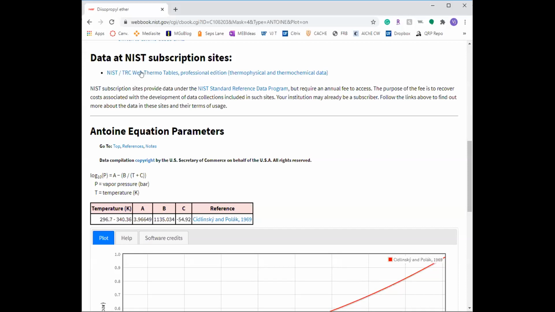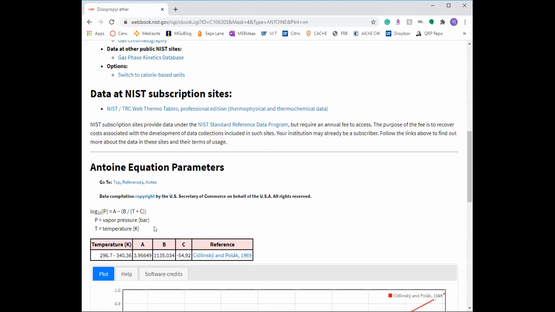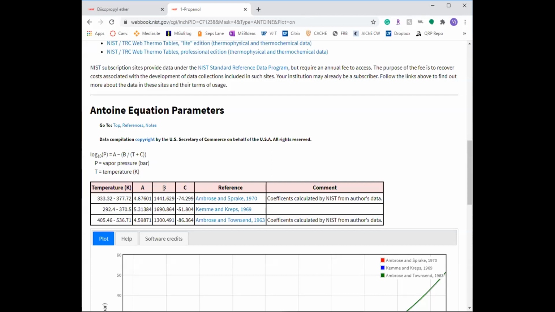Hopefully this is sharing now. I'm at webbook.nist, and I have looked up diisopropyl ether, and I've got Antoine's coefficients listed there. So I'm just going to transcribe these A's, B's, and C's into Excel. And I'm going to look up the same thing for 1-propanol, and notice something interesting. I've got 3 separate entries here for the Antoine's coefficients. Which one should I use?